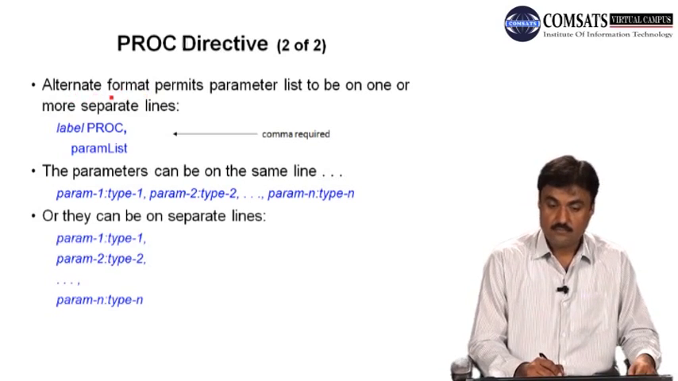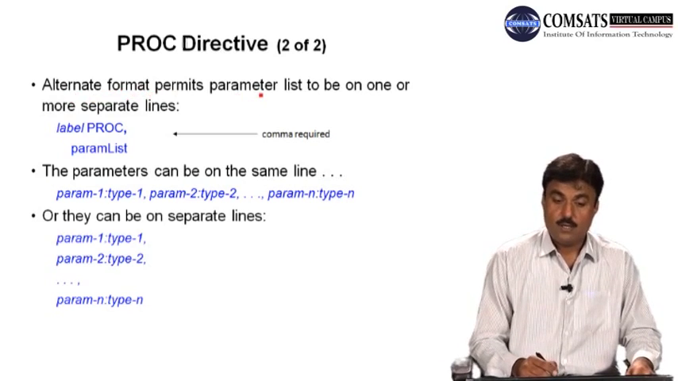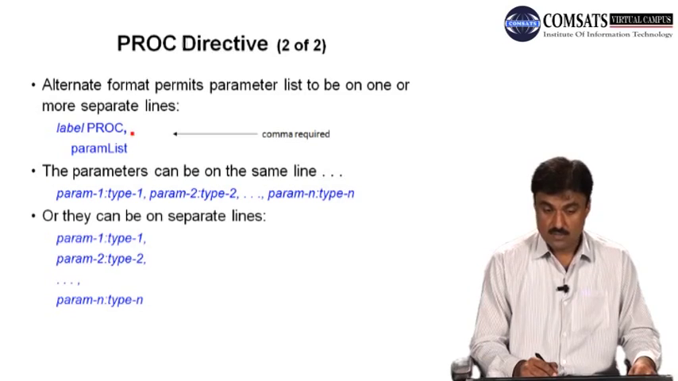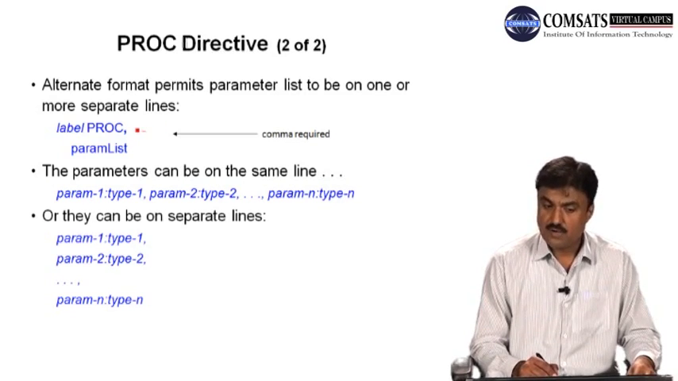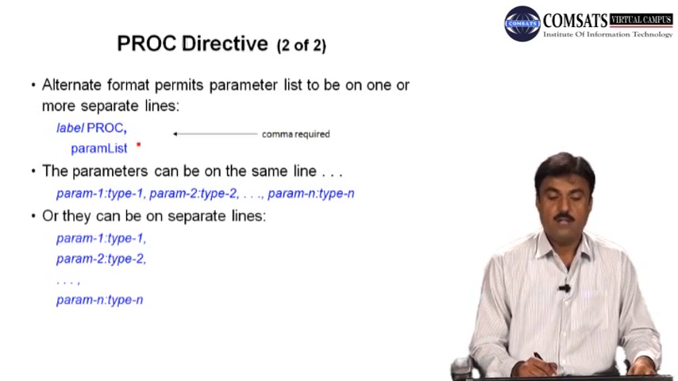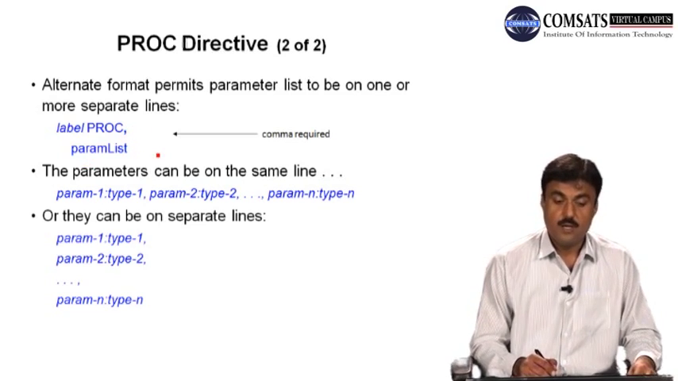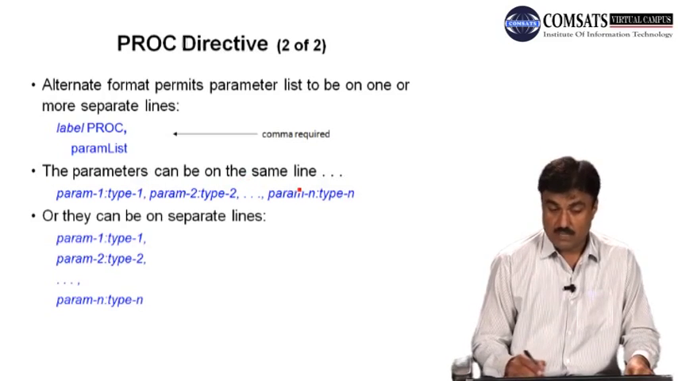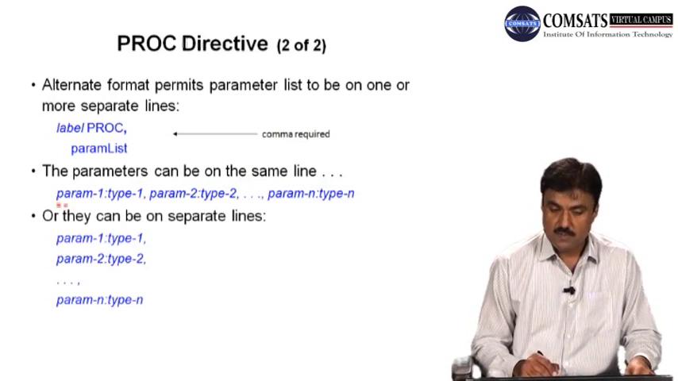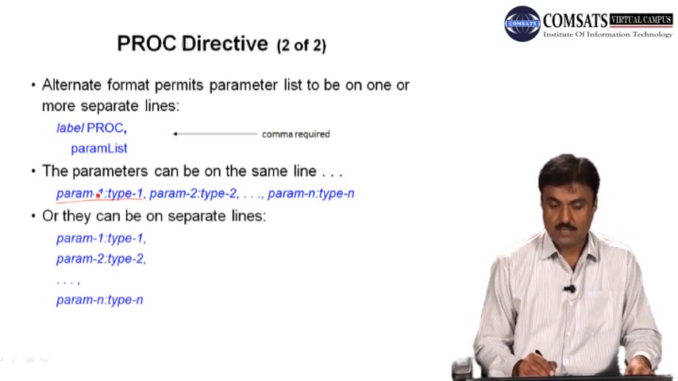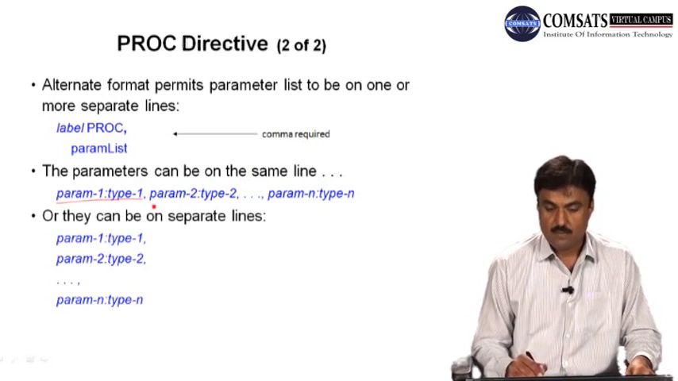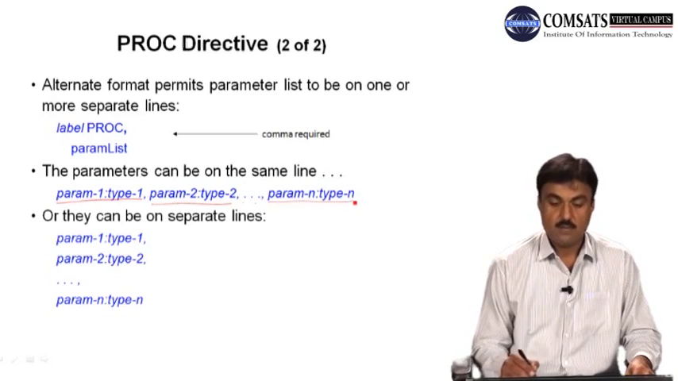format. That alternative format permits the parameters to be on one or more separate lines. For example, if you want to define these parameters on a separate line, you use a comma here, and then the parameter list goes here. These parameters can also be on the same line: parameter 1 and its type, comma, parameter 2 and its type, and so on, up to parameter n and its type.